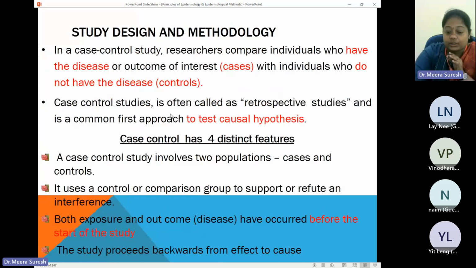So in case control, the name indicates case control. We have a case group, a group of people who are having that disease. That is what cases are. And control means they don't have the disease condition.